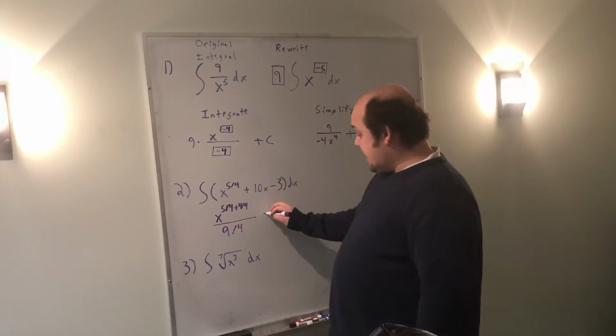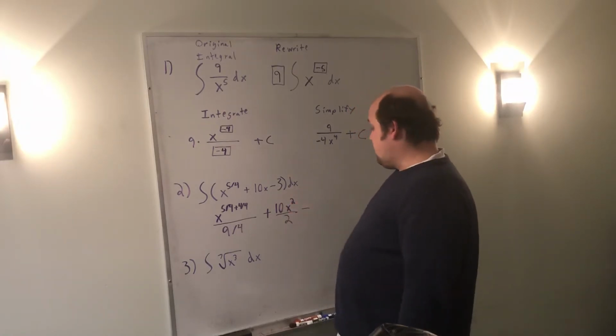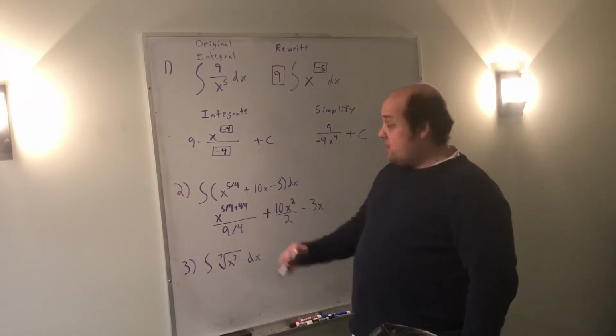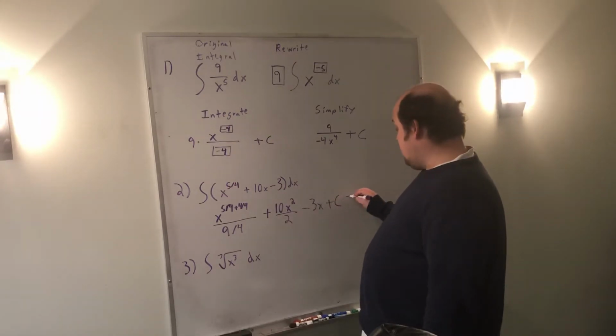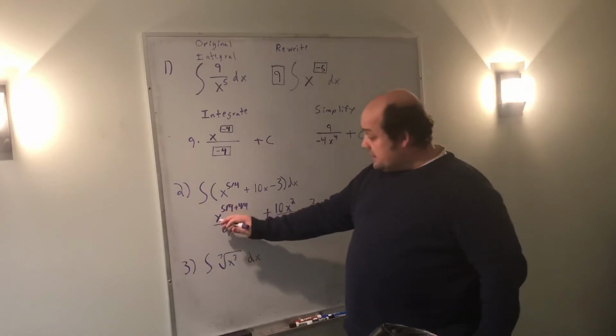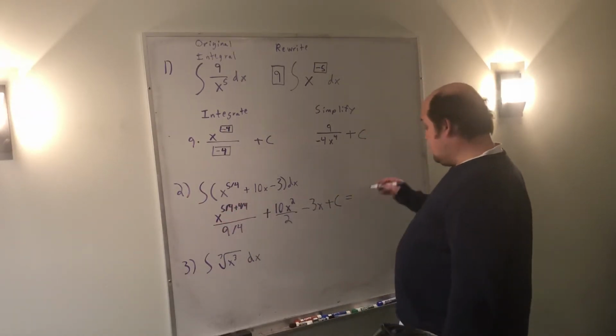When I get 10x, it's going to become 10x to the 2nd divided by 2. And when I get minus 3, it's going to become minus 3x. Whenever I have an indefinite integral without limits on it, I need to remember my plus c. Now my last step is just going to be cleaning this up a little. This is x to the 9th power under the 4th root. So here I'm going to write 4th root x to the 9th power.